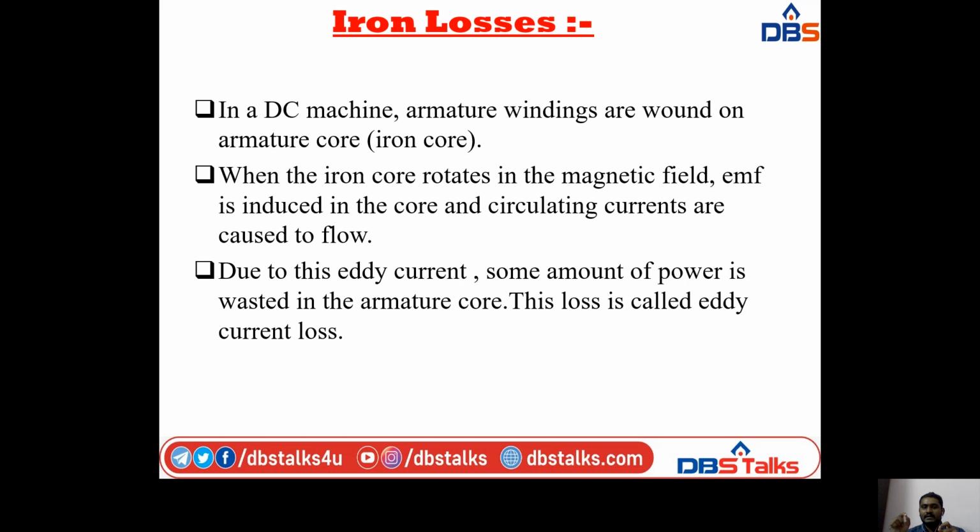So in that one, when the iron core rotates, that means when the armature core rotates in the magnetic field, EMF is induced in the core, and circulating currents are caused to flow. These circulating currents are known as eddy currents. Due to this eddy current, some amount of power is wasted in the armature core. This loss is called eddy current loss.